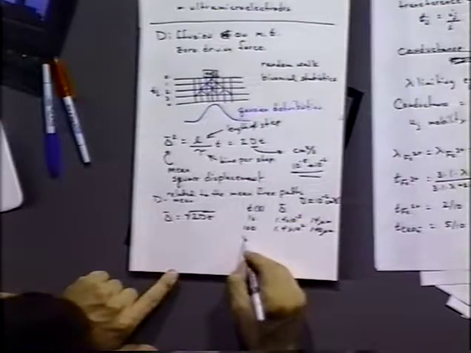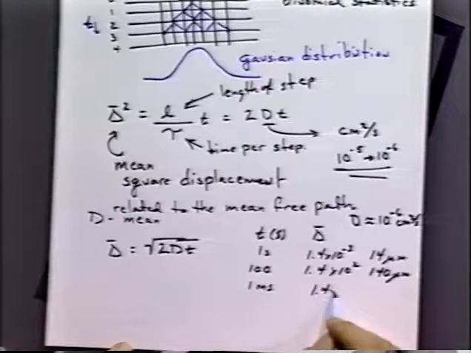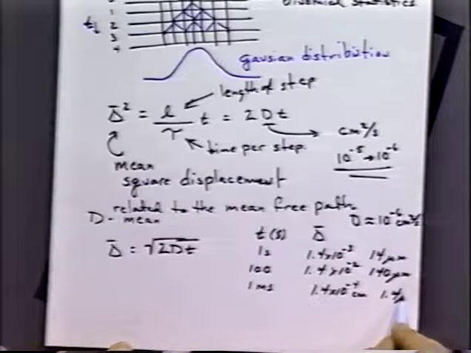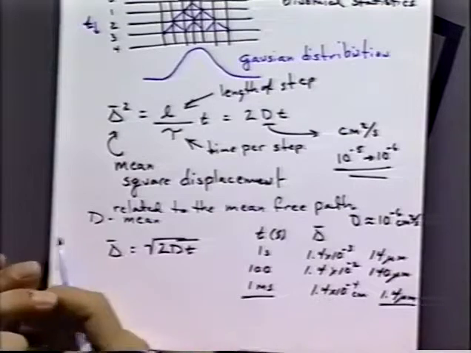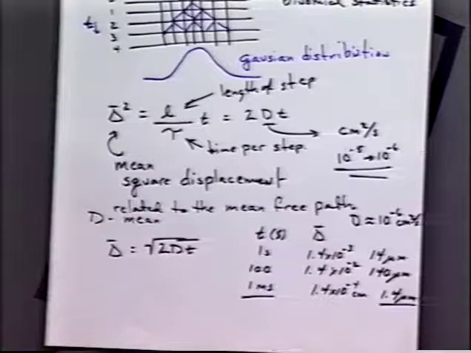If we go to a 1 millisecond time scale, now we're down to 1.4 times 10 to the minus 4 centimeters, or approximately 1.4 microns. So that's one I kind of like to remember: a millisecond is about a micron. Giving yourself a millisecond in an experiment is about a micron's worth of diffusion. So if you don't want your molecule to diffuse very far, you have to do your experiment in a very short period of time.